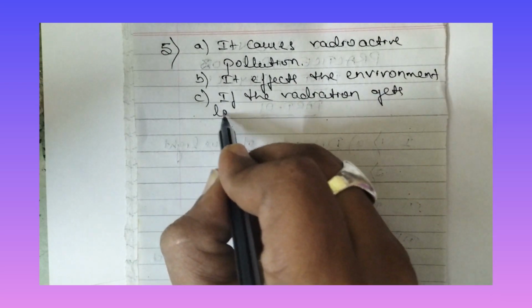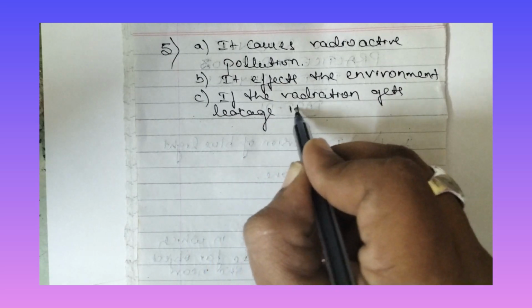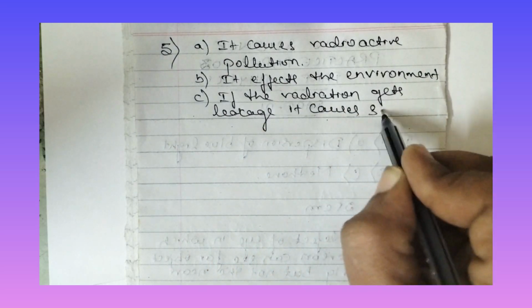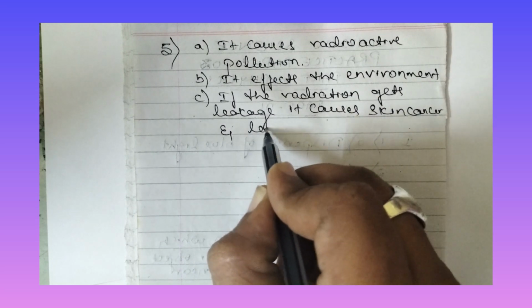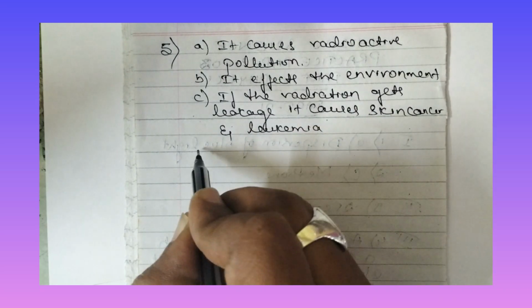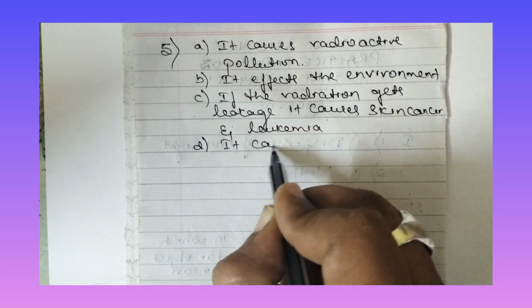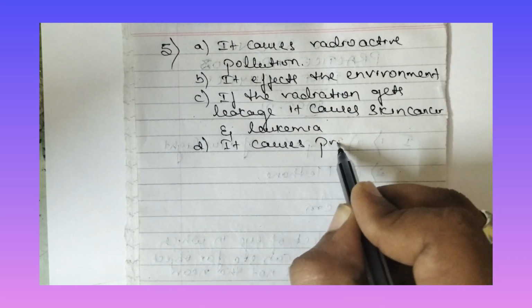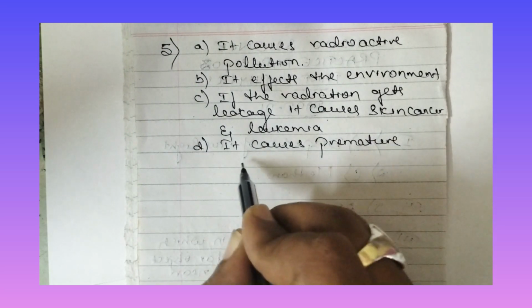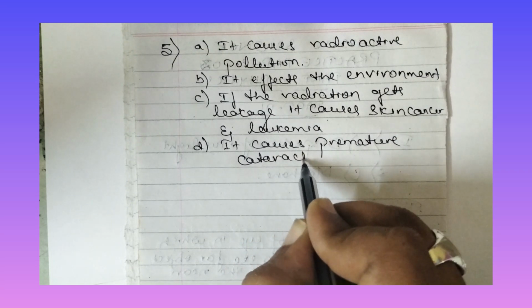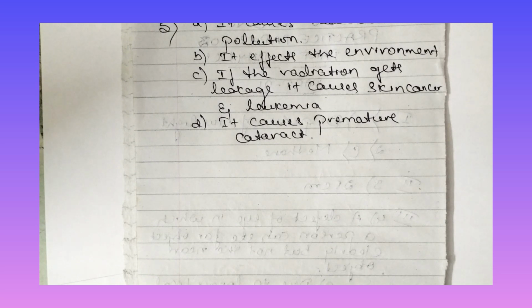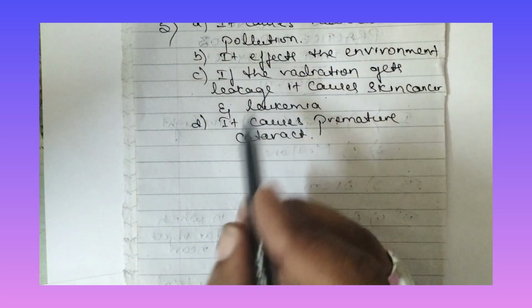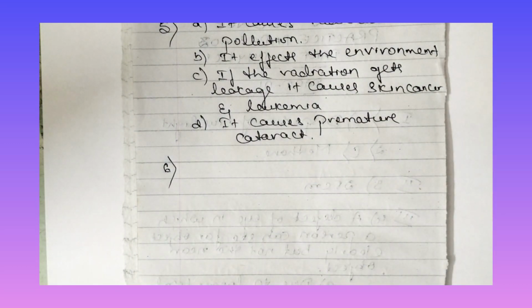If the radiation leaks, it causes skin cancer and leukemia, and it causes premature cataract. So for the storage and disposal of nuclear waste we have to take care. If you don't take care, these are the things that will happen. So now let us move to the sixth question.